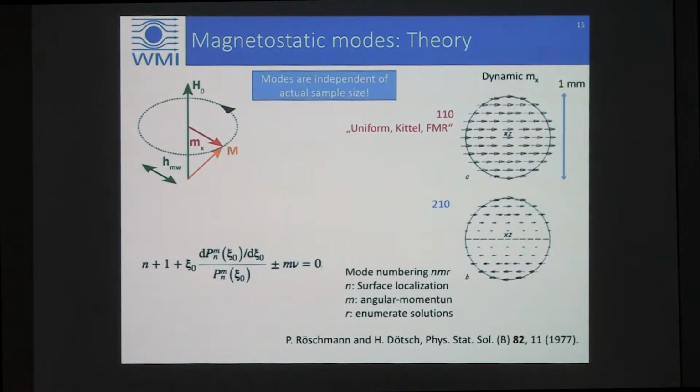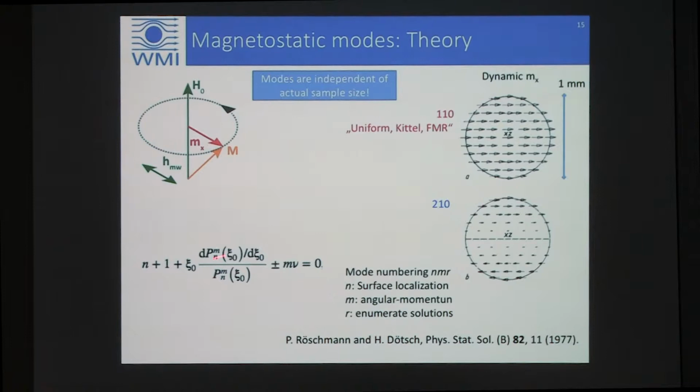So what is it microscopically? This is uniform mode precession. Magnetization has this dynamic component mx, and now we are just plotting the dynamic component mx on a sphere, right? The uniform mode would look like that. So it would be the same at any point within the sphere. That uniform mode, in this formalism, has the indices 1, 1, 0. So 1 n, 1 m, and the last one is just the number of solutions, kind of like the first solution you get for this equation. So that's the boring mode: uniform mode, Kittel mode, ferromagnetic resonance, however you like to call it.